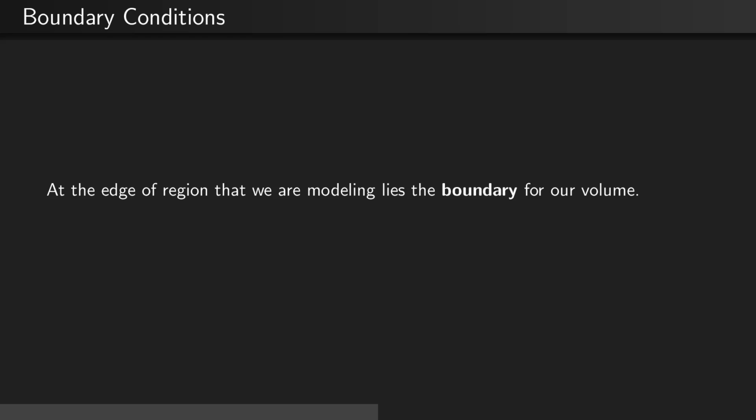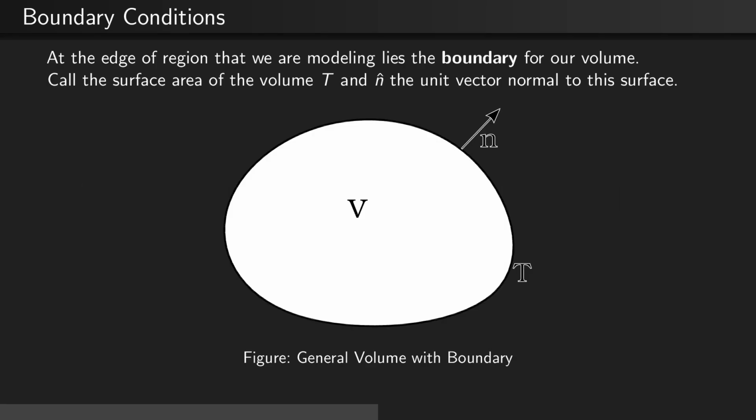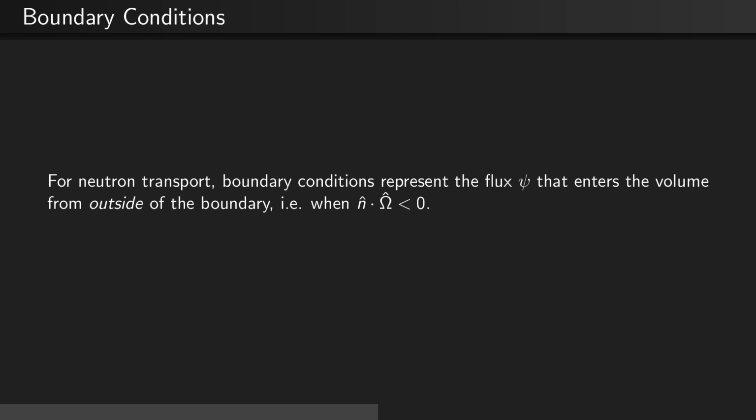At the edge of the region that we are modeling lies the boundary for our volume. Call the surface area of the volume T and n hat the unit vector normal to this surface. For neutron transport, boundary conditions represent the angular flux psi that enters the volume from outside of the boundary. That is, when n hat dot omega hat is negative.